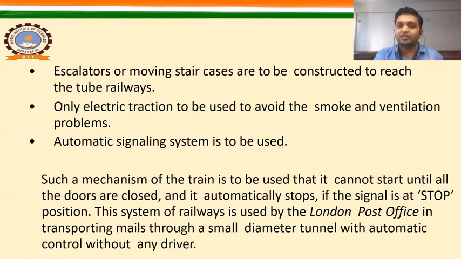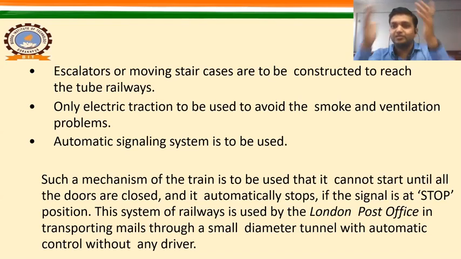Only electric traction is to be used to avoid the smoke and ventilation problem, right? An automatic signaling system is to be used, right? These are some of the features of the tube rail. Such a mechanism of the train is to be used that it cannot start until all the doors are closed, and it is automatically stopped if the signal is at the stop position. This system of railway is used by the London Post Office in transporting the mails through a small diameter tunnel with automatic control without any driver.